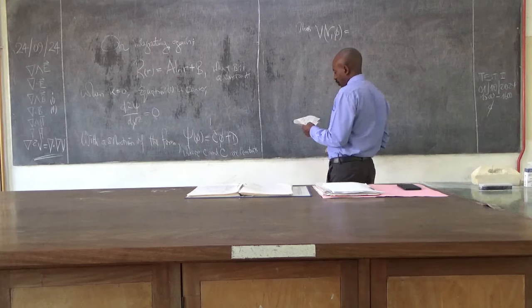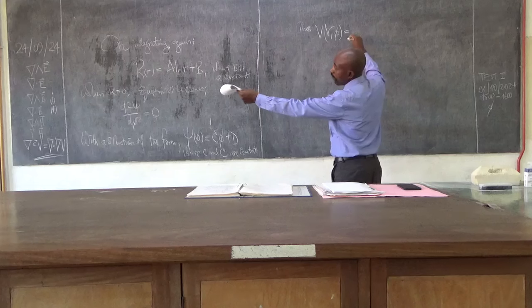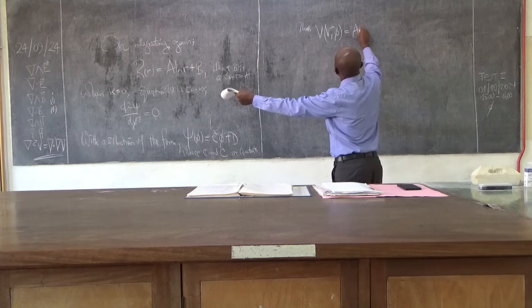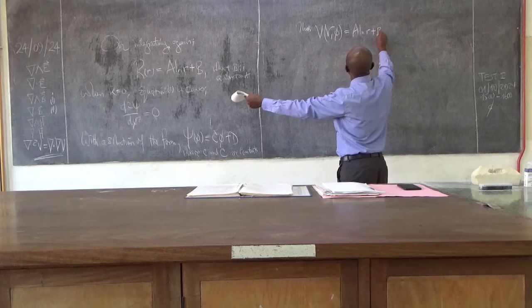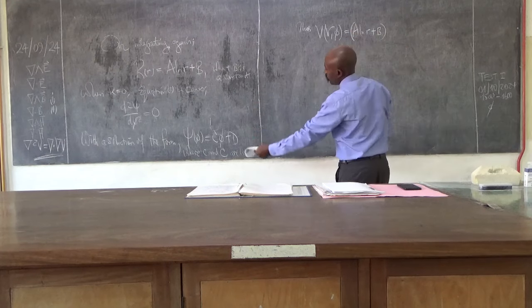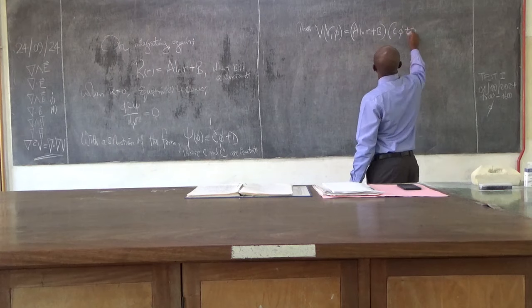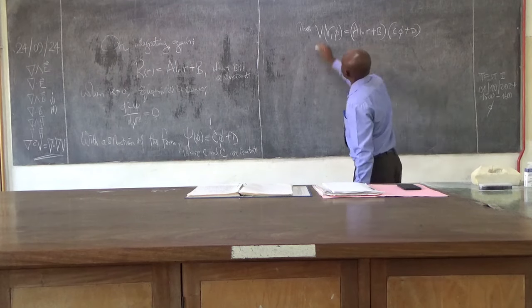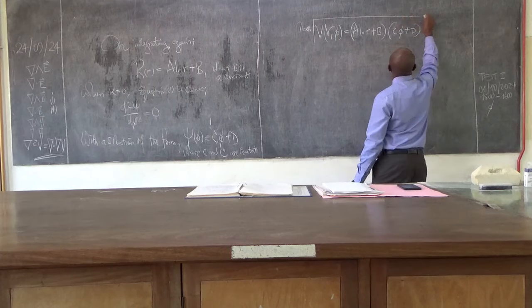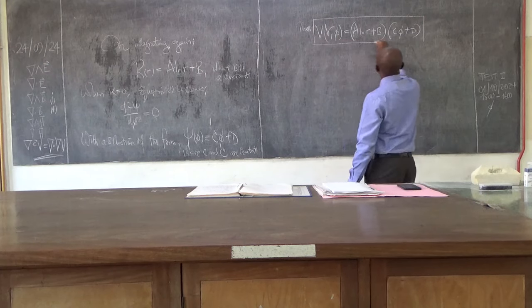So V is equal to A natural log of r plus B, times the other one, which is C phi plus D. And this would be our potential.